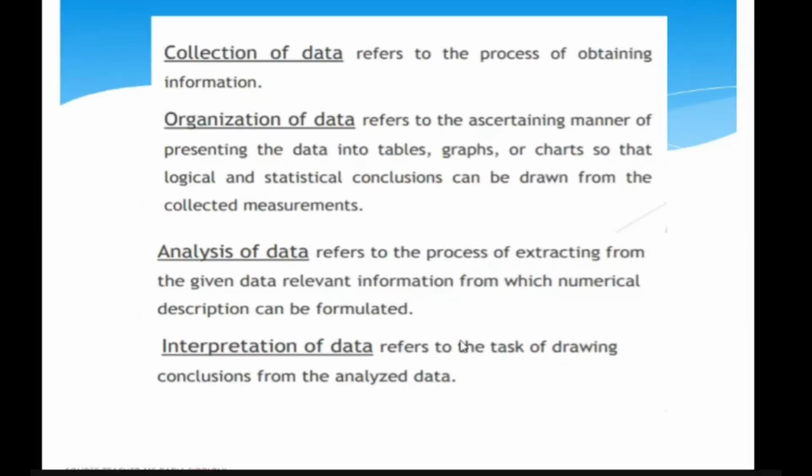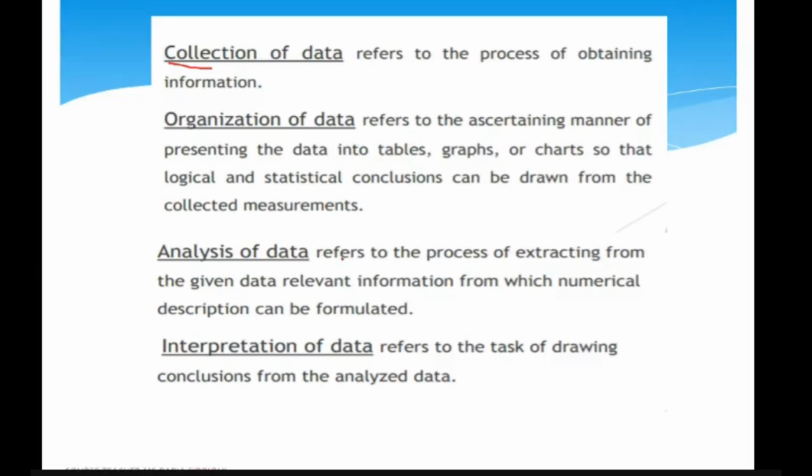So here these are the basic steps that one needs to follow. First, you have to collect the data about the process that needs to be improved. The second one is organization. Once you collect the data, it is in raw form. Then you may use one of the tools or techniques to present your data, by using some tables, graphs, or charts, so that a clear picture about the process comes out.